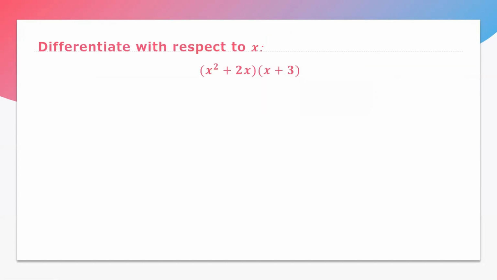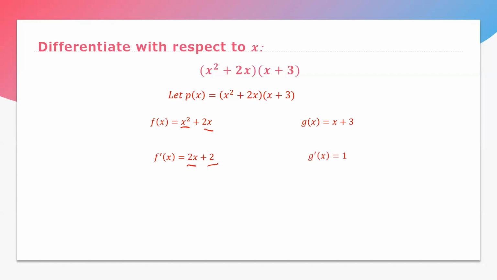Now let's differentiate x square plus 2x into x plus 3 using this product rule formula. Here, let us consider p of x as x square plus 2x into x plus 3. Here f of x is equal to x square plus 2x and g of x is equal to x plus 3. So let's differentiate these two functions. If f of x is equal to x square plus 2x, then f dash of x is equal to 2x plus 2, since differentiation of x square is 2x and differentiation of 2x is 2. Similarly, g dash of x is equal to differentiation of x is 1 and differentiation of 3 is 0. So g dash of x is equal to 1.